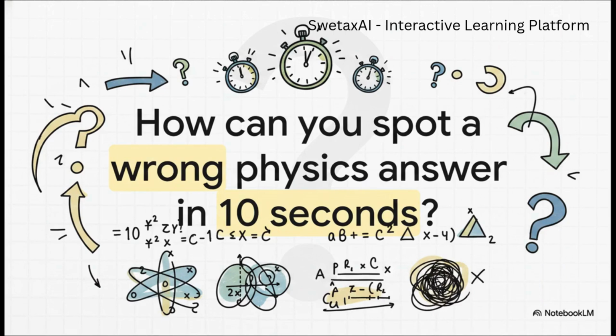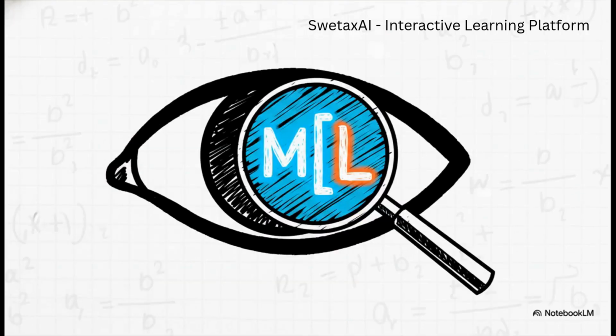So let me ask you this. How can you spot a wrong physics answer in just 10 seconds? Seriously, you're staring at 4 options. They all look incredibly complex, and you just don't have time to redo the whole problem. How do you find the fake and fast? Is there a cheat code? Well, yes, there is. The answer lies in the dimensions.